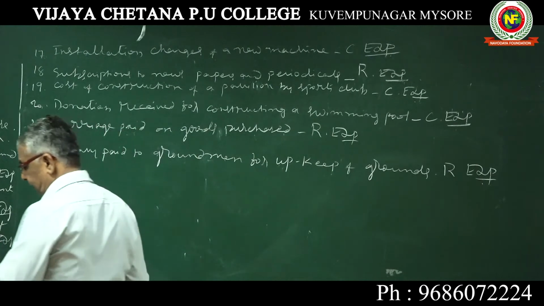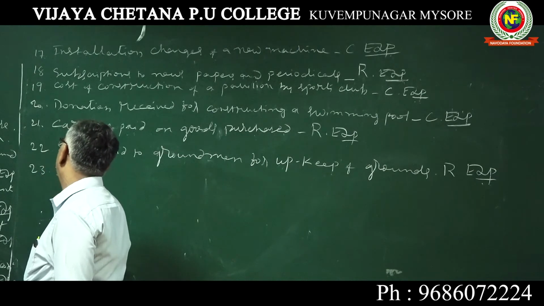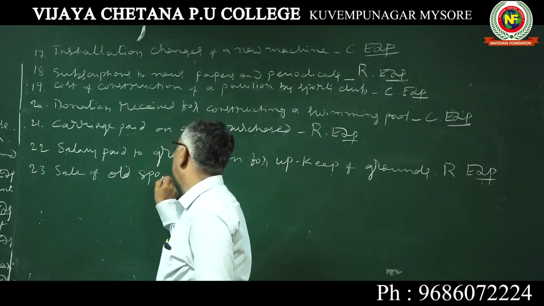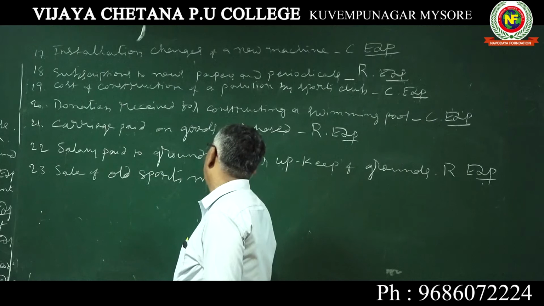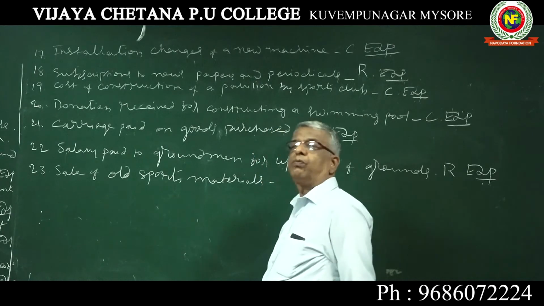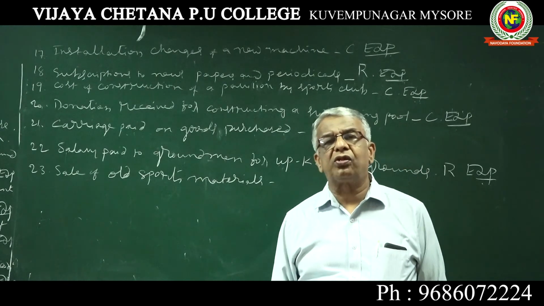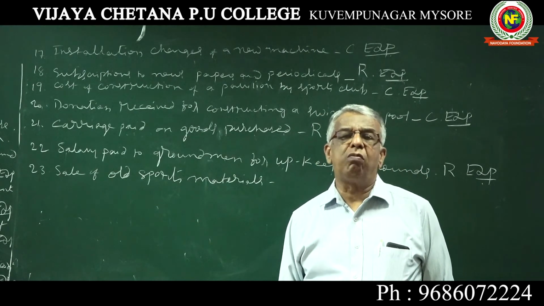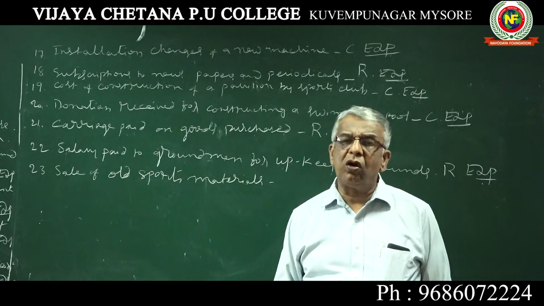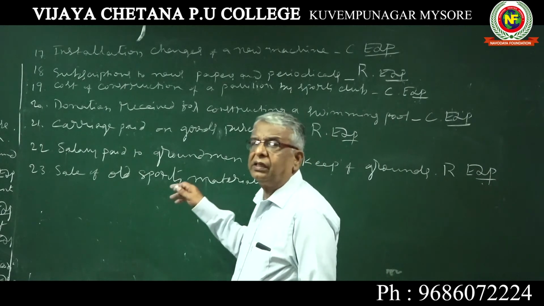And then, sale of old sports materials. In each and every education institution, they are supposed to conduct sports. And what are the sports materials? Old balls, bats, tennis balls, cricket balls, and cricket bats, etc. They are supposed to sell them at the year end.